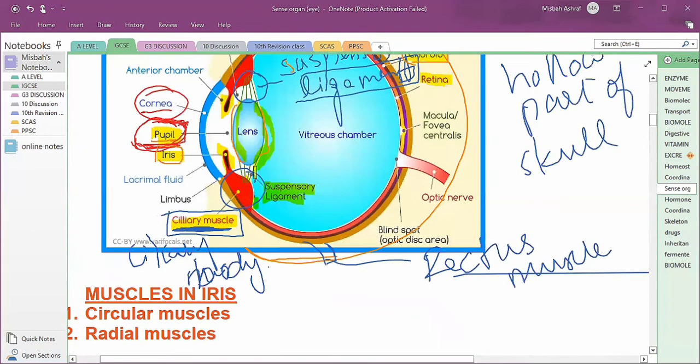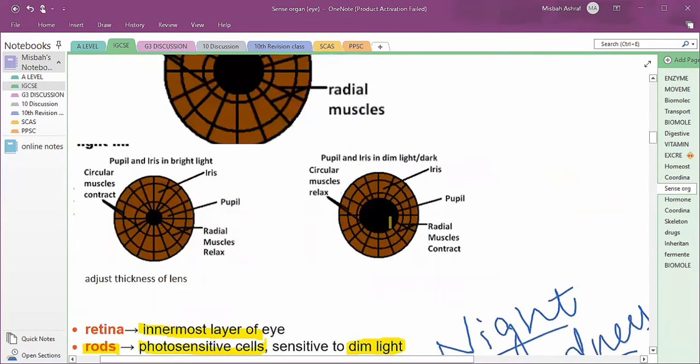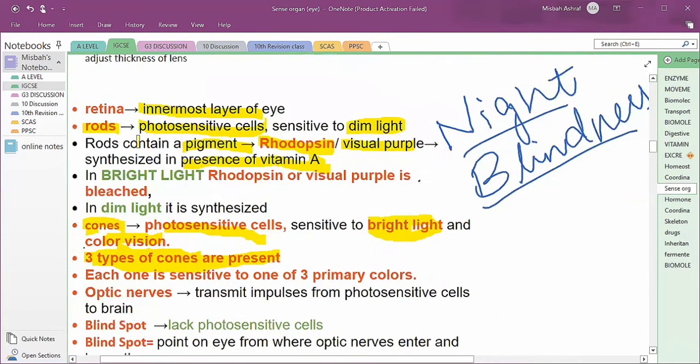Let's move back to the picture again. ठीक है, थर्ड लेयर है. थर्ड लेयर मैं दोबारा रिपीट कर देती हूँ. That's known as the retina, and retina has photosensitive cells. There are 2 types of photosensitive cells. One are rods, other are cones. Rods are sensitive to dim light and cones are responsible for bright light and color vision.